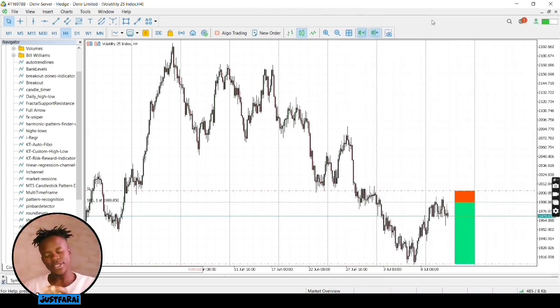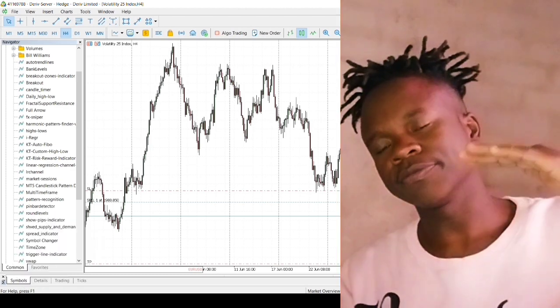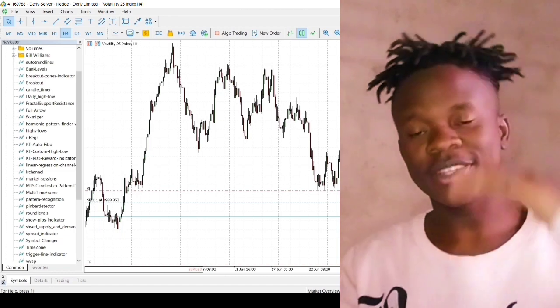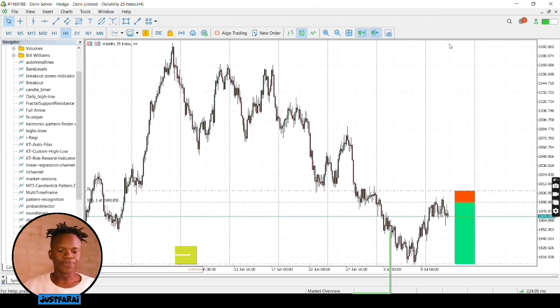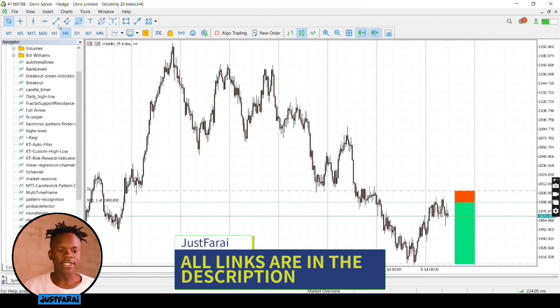So as you can see right here on my chart, I've got a V25 index chart, right? And I don't want to lie, this strategy has actually elevated my trading results from this point up to this point, and it's one of the greatest things I've ever achieved right now. So right now I'm going to analyze this V25 index and tell you what I think. I also entered, you can actually see that.